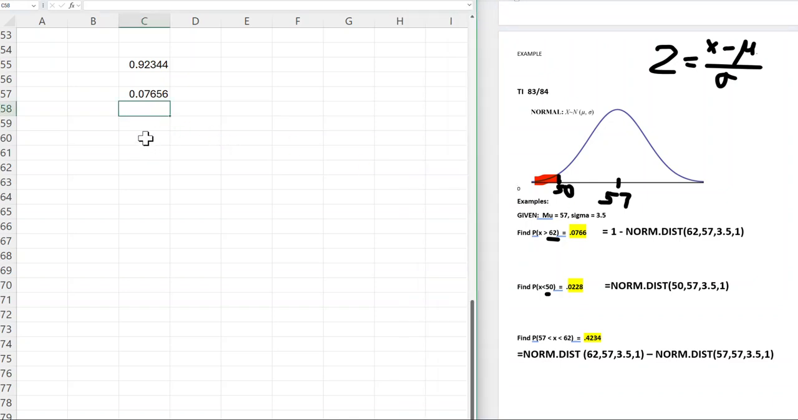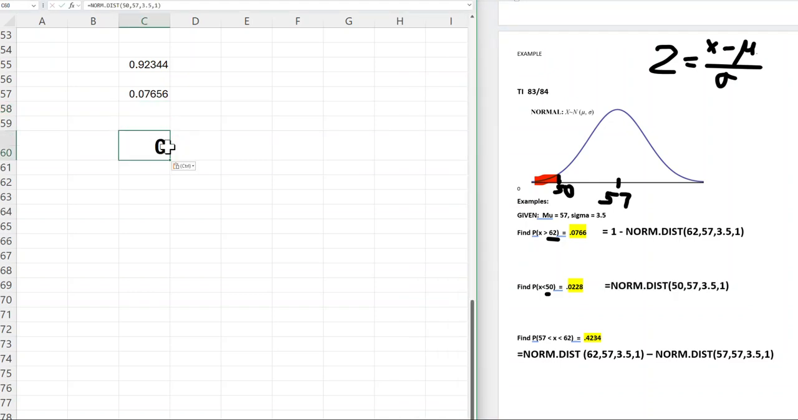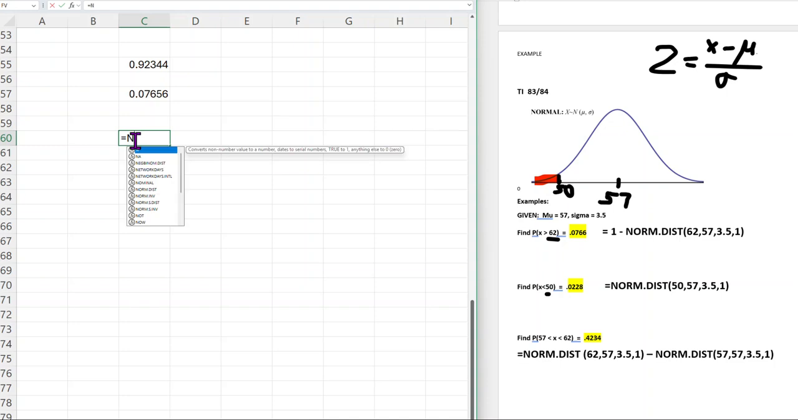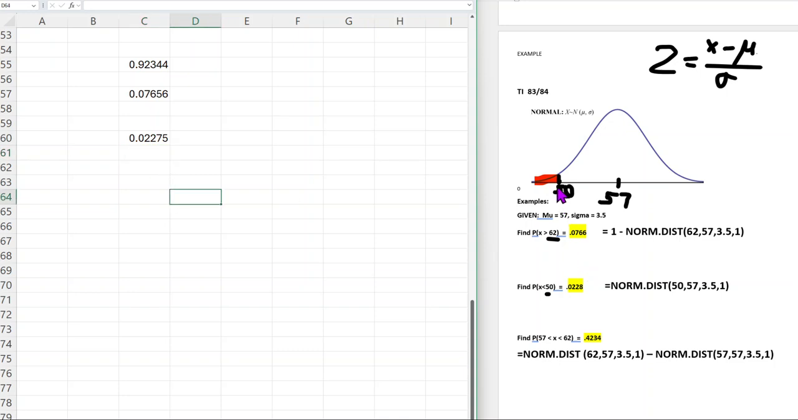So I put my formula down. Oops, that didn't look good. Let me go back here. Oh, I know what's wrong. Oh, it doesn't like that. Okay, I will just type it in then. So equals normal dot dist, parentheses, the x is 50, the mean is 57, 3.5 is the standard deviation, and it's cumulative. And there is 2%. Yeah, that looks about 2% of the whole thing, right?